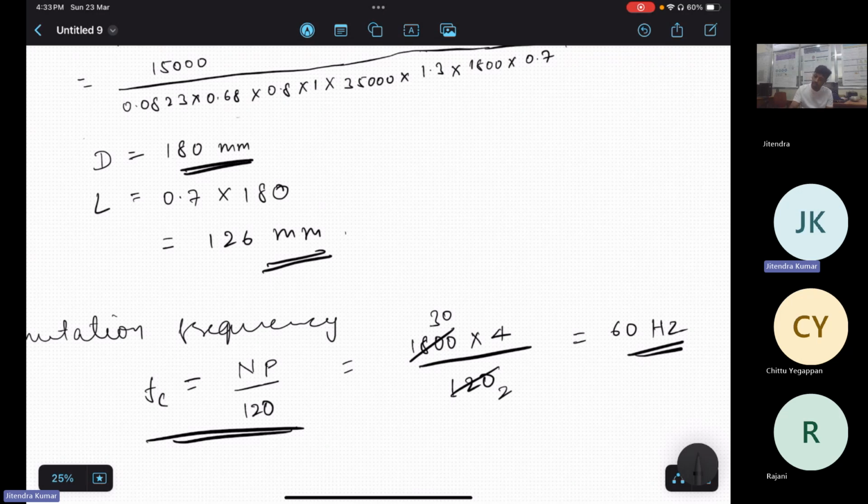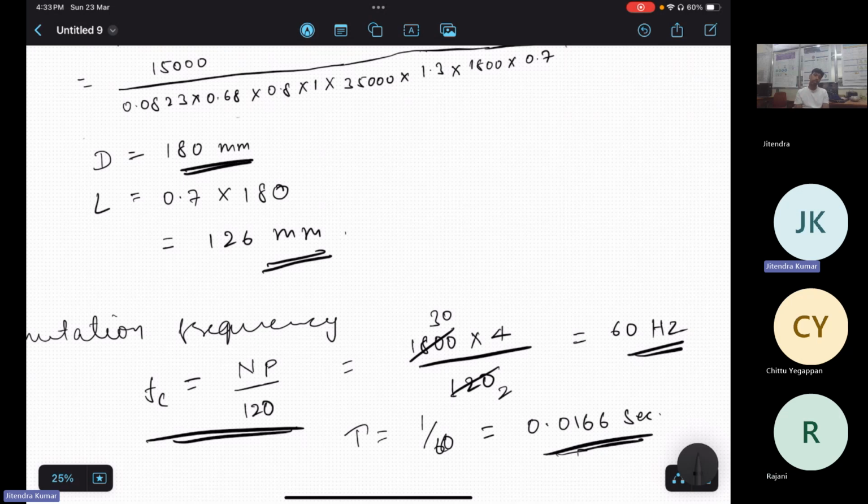And if you calculate the time period, it is 1 by 60, the frequency. So it will repeat every 0.0166 seconds exactly. Each phase will conduct for this much time always. After that, the next phase has to be turned on and the current phase has to be turned off.